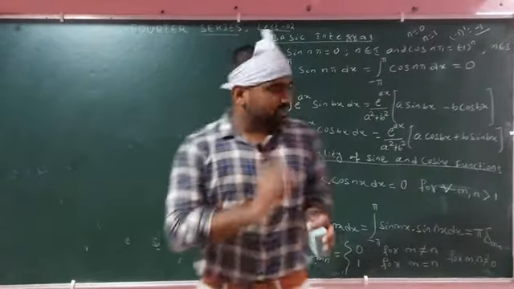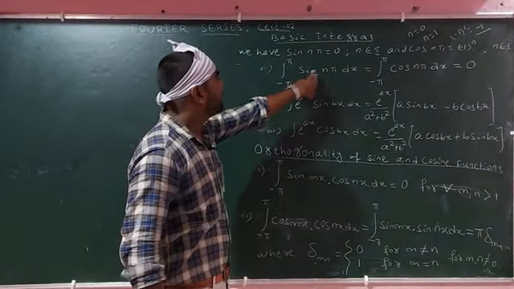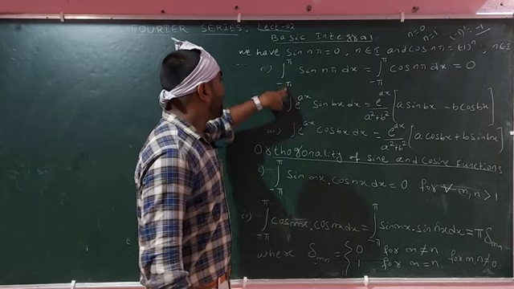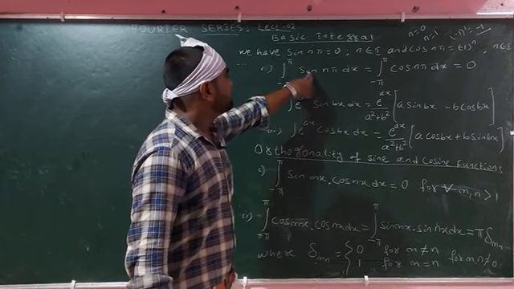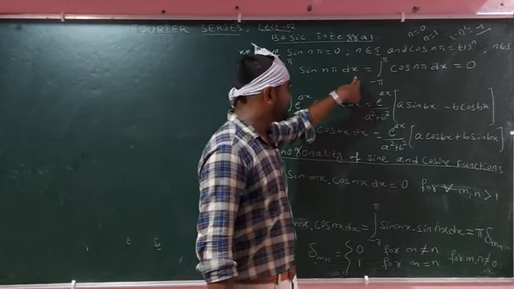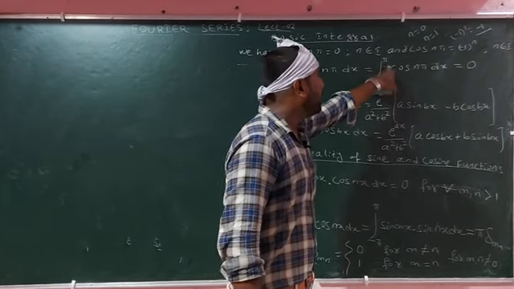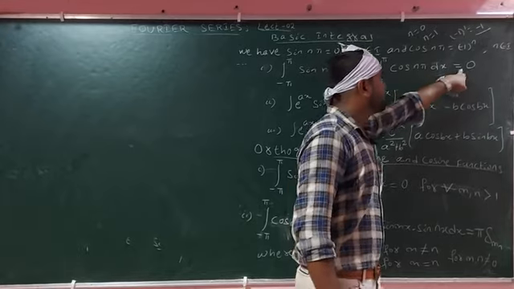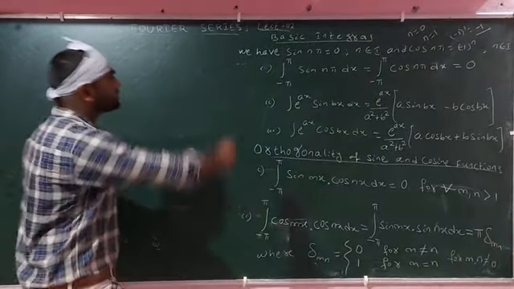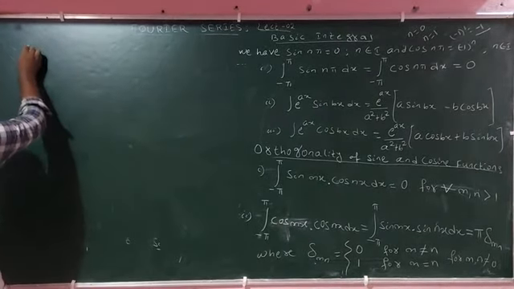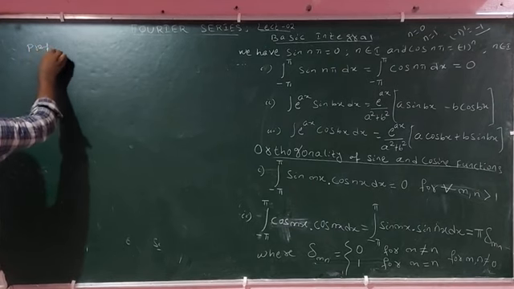And the first integral is: the integration from minus pi to pi of sin n x dx equals the integration from minus pi to pi of cos n x dx equals 0. Let us now prove it.